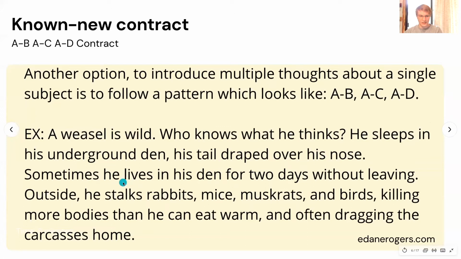Sometimes he, again, the same subject as A, lives in his den for 2 days without leaving. Now here's more information about him. So you're following this same subject, but you're giving more information about him. This is an ABAC contract because you're keeping the same subject, but you're giving a different predicate, new information about him.